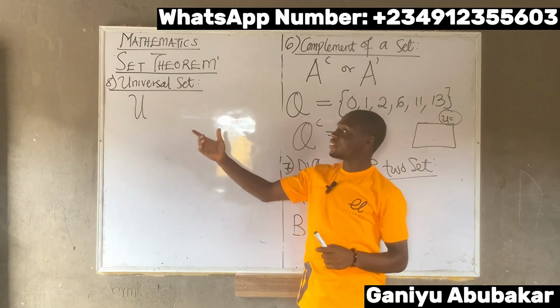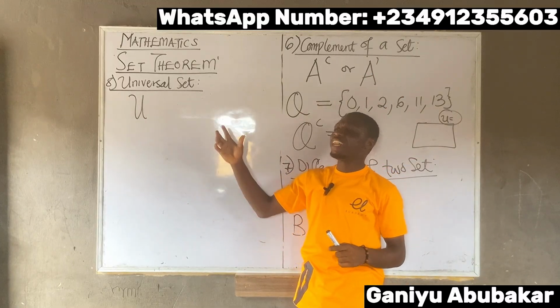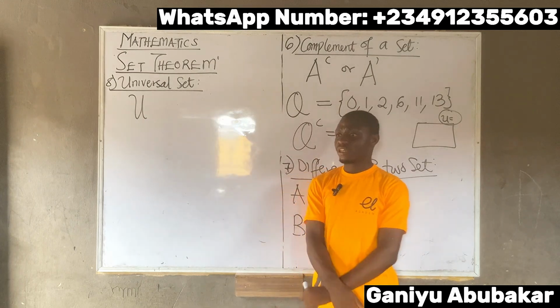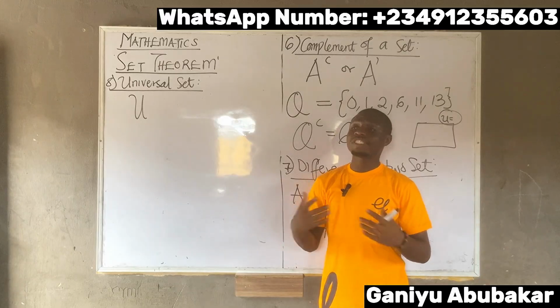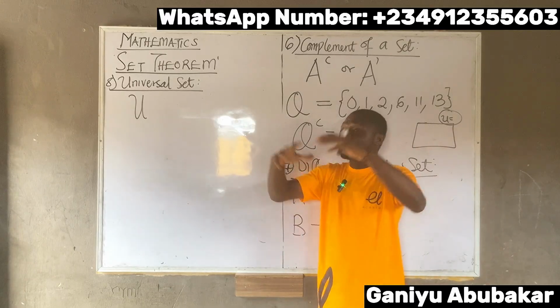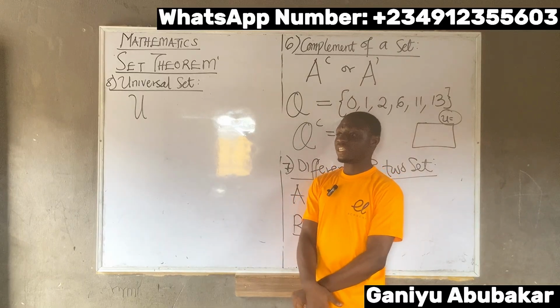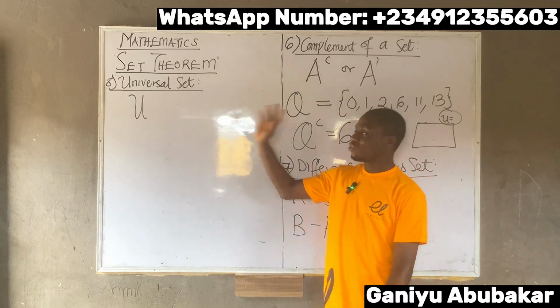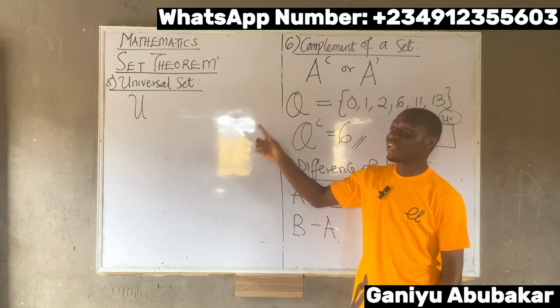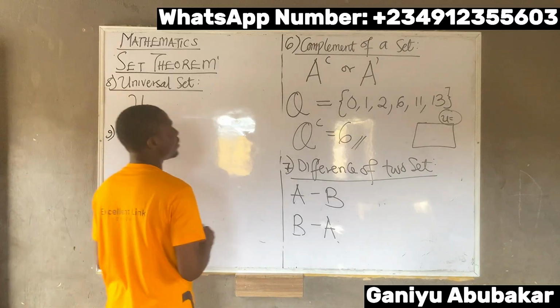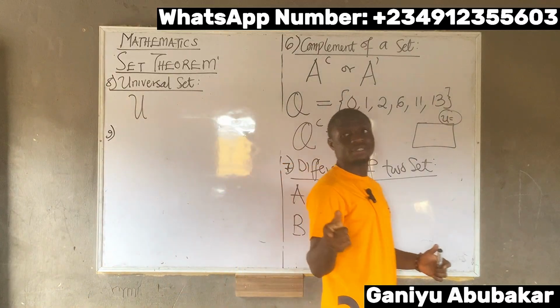So it means all the elements in set A and B must be found in the universal set. Why? Because it is a set of all possible elements. It must be there and it should be there. That's the concept. That's nothing else to do here. Number 9, please.